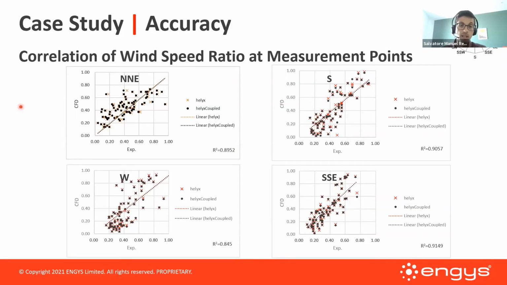The plots tell us two things. The first thing is that segregated and coupled solver solutions are pretty much consistent, almost overlapping. And the second one is that we see a good correlation with the experiments, because the R-squared factor is around 0.9.